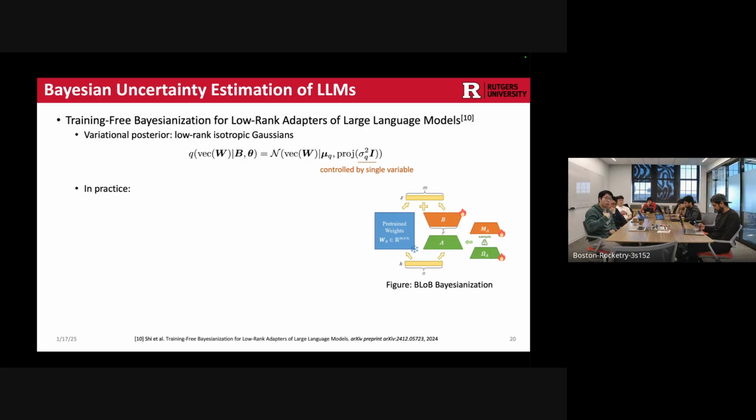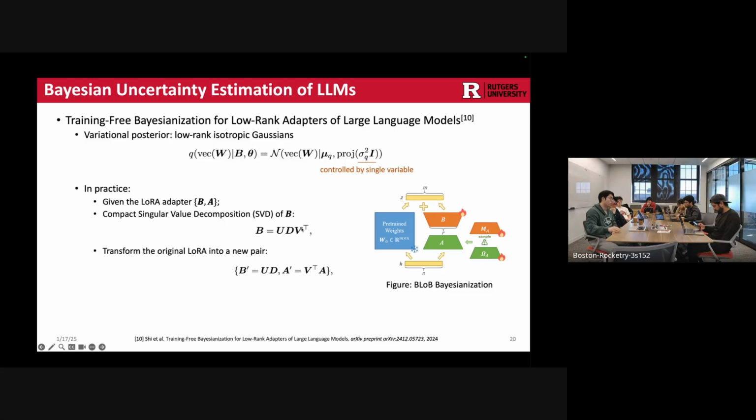In practice, given a LoRA adapter B and A, the first step is that we do a compact singular value decomposition of B, so now B equals U times a diagonal matrix D times V transpose. The next step is getting a new pair of LoRA matrices. Now you have B prime equals the first two components multiplied together, U and D, and A prime is V transpose A.